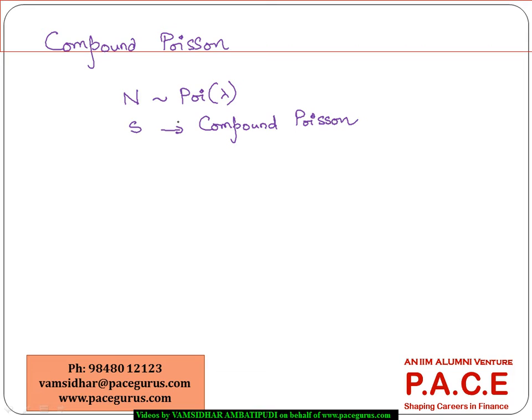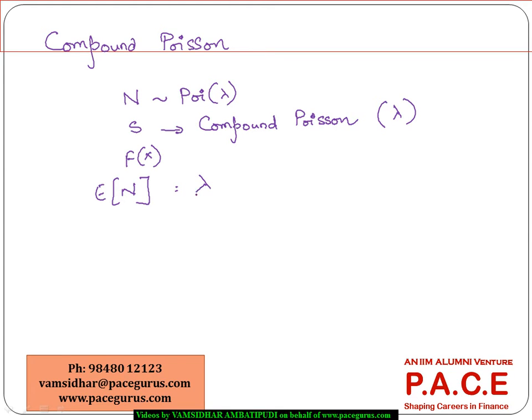If N is following a Poisson distribution with a mean lambda, then we say that S is following a compound Poisson distribution with a parameter lambda, right? And we can very well take f of x as the distribution function of the individual claim amount. Now from here, because N is following a Poisson distribution, a few calculations are ready-made for us.